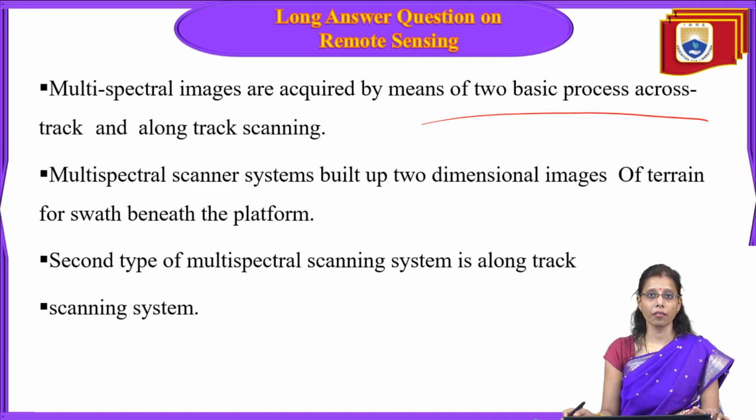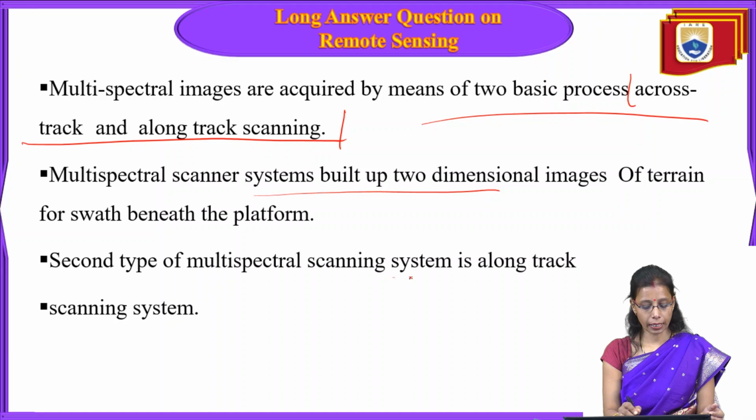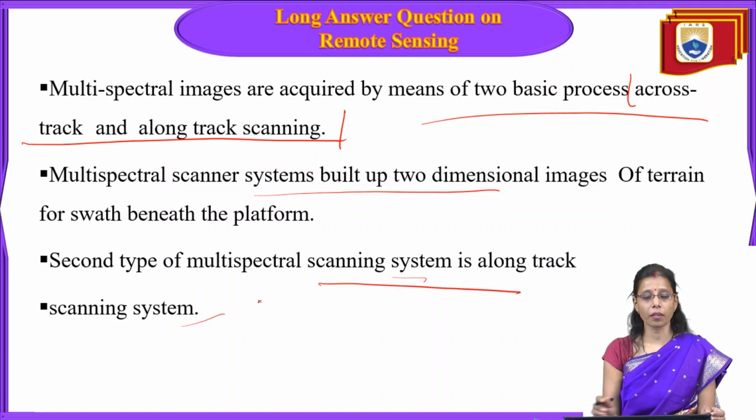So there are two types of sensors here: one is across the track, one is along the track. What is across the track and along the track? The multispectral scanning system builds up two-dimensional images of the terrain for a swath beneath the platform. The second type of multispectral scanning system is along the track. So these scanning sensors can be used along the track and across the track.